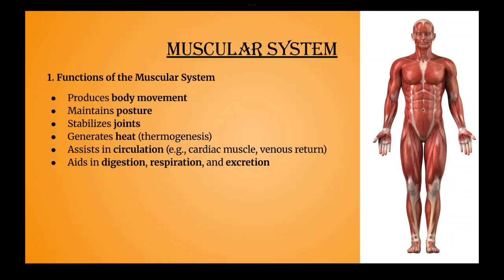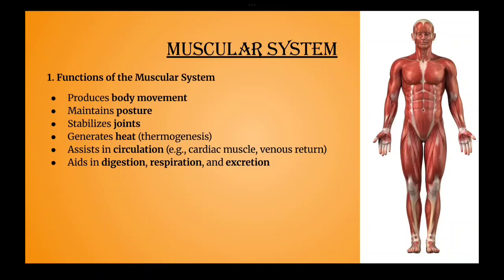It assists in circulation. It helps in cardiac circulation by the contraction and relaxation of the heart muscles, the cardiac muscles, pumping the blood. And it also helps in the venous return. Whatever carbon dioxide is generated in the tissues is taken from the cells into the heart by circulation, and that is facilitated by the muscular system. And the last point, it aids in digestion, respiration, and excretion as well. Muscles play an important role in digestion as well as respiration and excretion. We'll see all the different types of muscles that are present near the digestive, respiratory, and excretory systems as well.